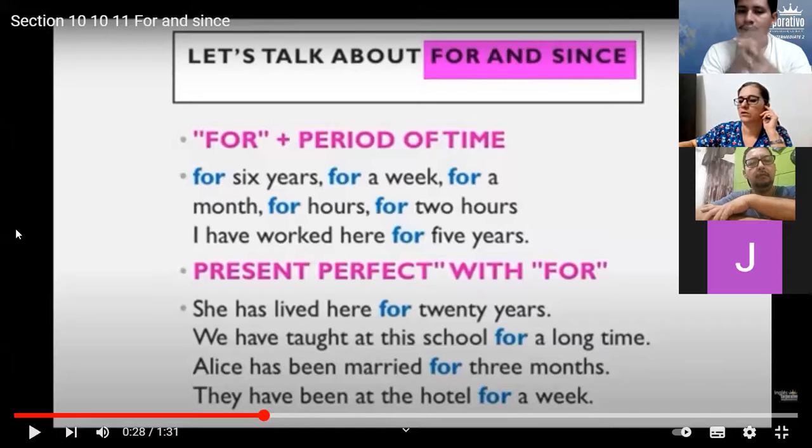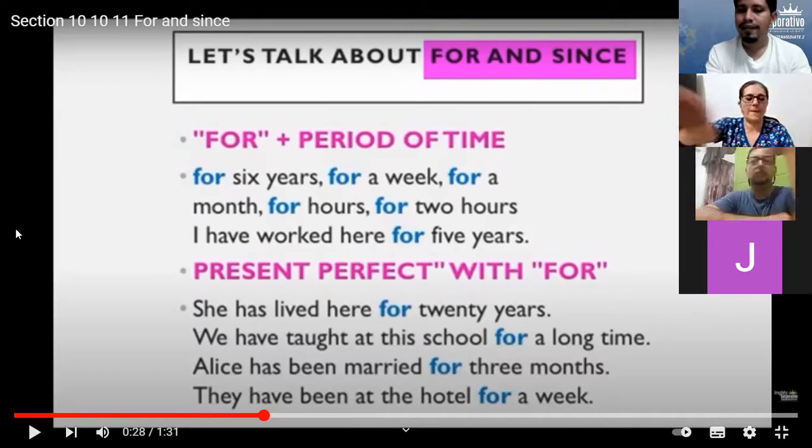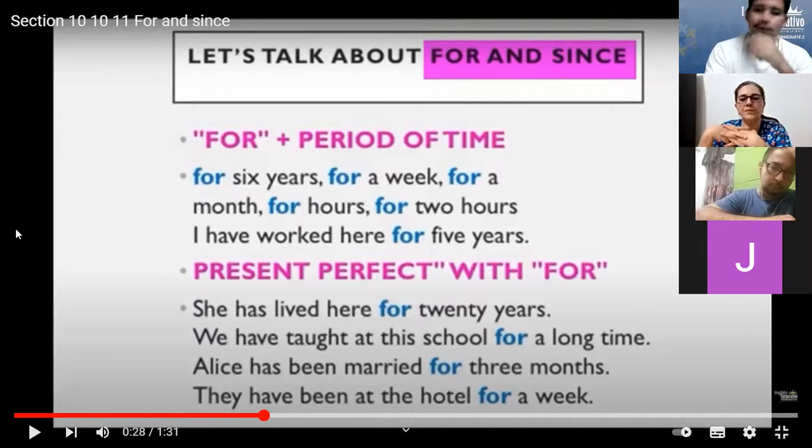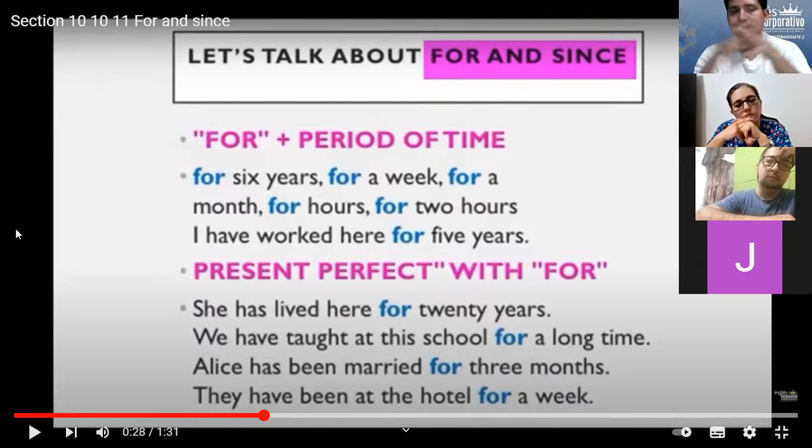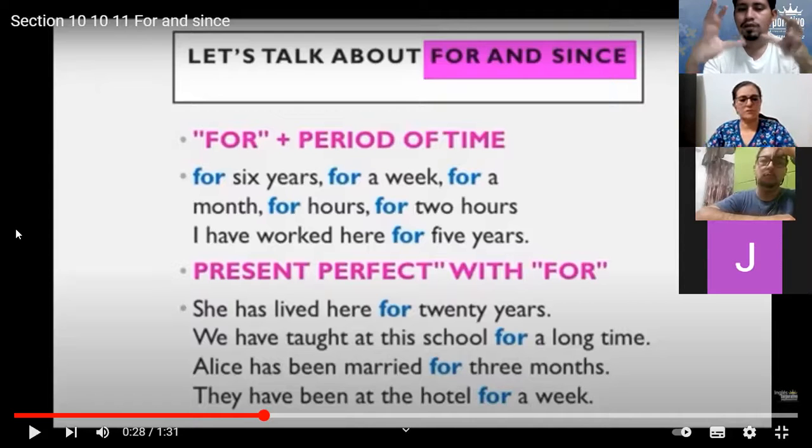We can create more than that, like for 2 weeks, for instance, for 7 weeks. We can change the determiner there and specify different periods of time, not only those that we have there in the slide. We can use more, and that's going to depend on the context, on the period of time that we want to refer to.